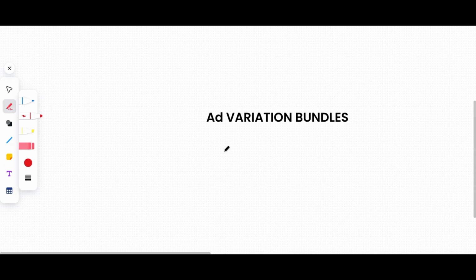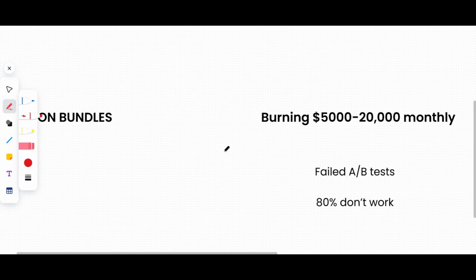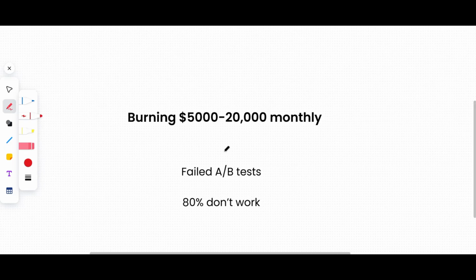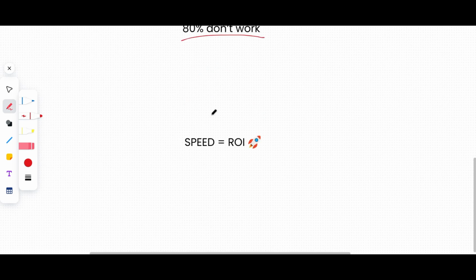Method number 2, Ad Variation Bundles, and this is where the real money is. Here's what's happening in paid advertising. Media buyers are burning $5,000 to $20,000 monthly testing ad creatives, and most ads fail. They'll spend weeks creating 5 to 6 variations, launch them, and 80% don't work. Speed here equals massive ROI because finding winning ads faster means lower cost per acquisition and higher profits. With NanoBanana, I can solve this completely.